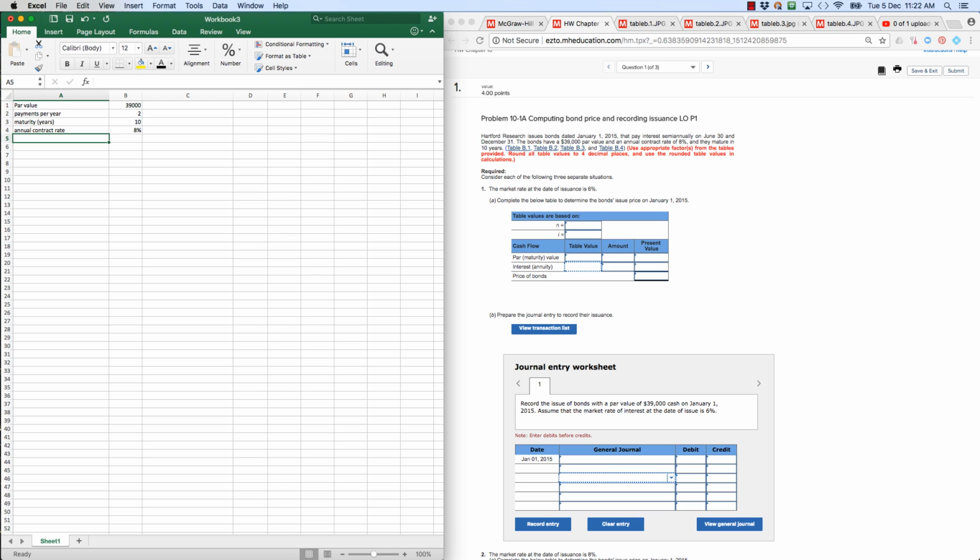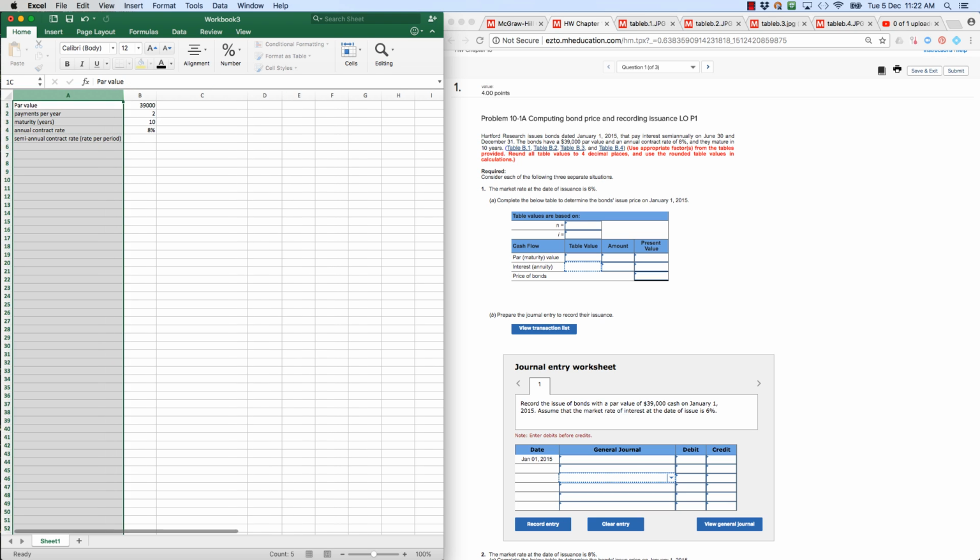8%, which means that the semi-annual contract rate, otherwise known as rate per period, or the semi-annual rate, is going to be equal to the annual rate divided by 2, the number of payments we have per year. So that means that these bonds are going to pay 4% interest twice a year.